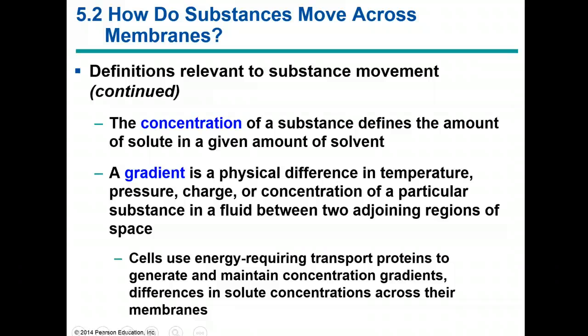The concentration of a substance defines the amount of solute in a given amount of solvent. A gradient is a physical difference in temperature, pressure, charge, or concentration of a particular substance in a fluid between two adjoining regions of space. Cells use energy-requiring transport proteins to generate and maintain concentration gradients, the differences in solute concentration across their membranes. Now that we have defined some terms, let's discuss how molecules move in general, and then discuss how they move in and out of cells across the cell membrane.